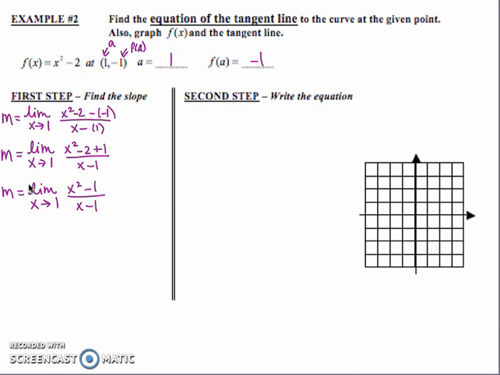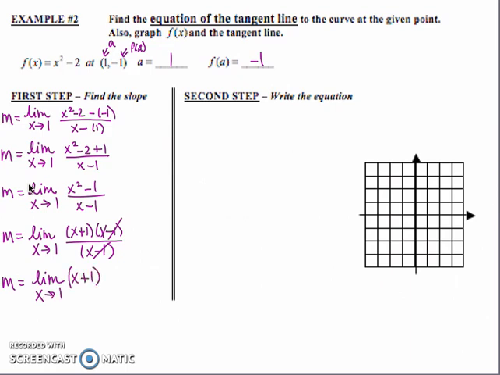And now we've seen similar problems before. We know that we're going to have to factor that numerator. So m equals the limit as x approaches 1 of x plus 1 times x minus 1 over x minus 1. The x minus 1s can now reduce, so we get m equals the limit as x approaches 1 of x plus 1, which when we now plug our x value in, we find our slope to be equal to 2.